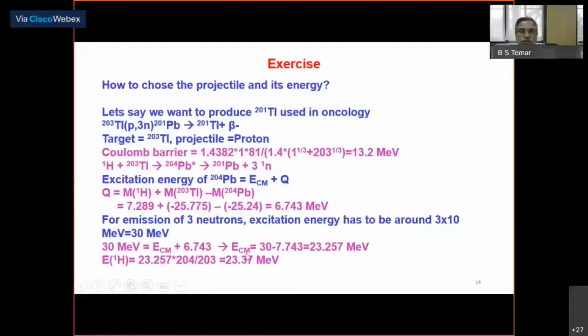And so if ECM is about 23, what should be the laboratory energy? You know the ECM to laboratory energy conversion: this into (M1 plus M2) by M2, with 204 by 203. So about 23.37 MeV. So if you have about 24 MeV proton bombard the target of thallium, you will have optimum yield of thallium-201. So this is the exercise to demonstrate how to choose the energy of the projectile to produce a particular radioisotope.